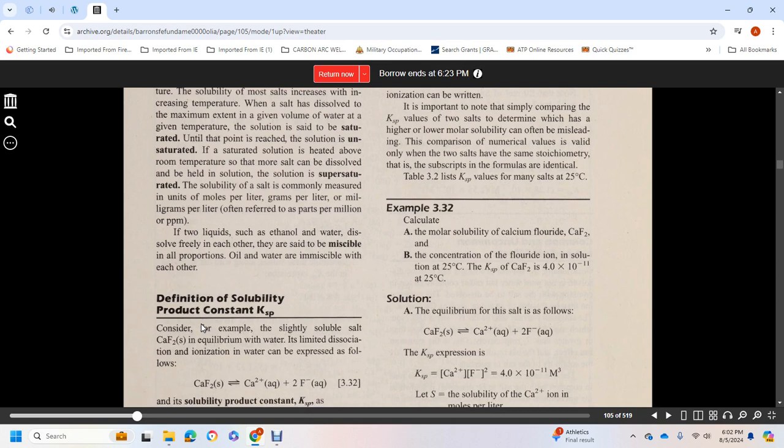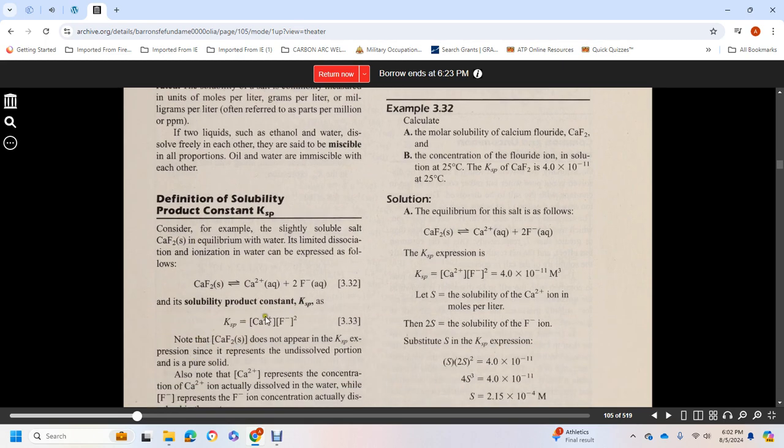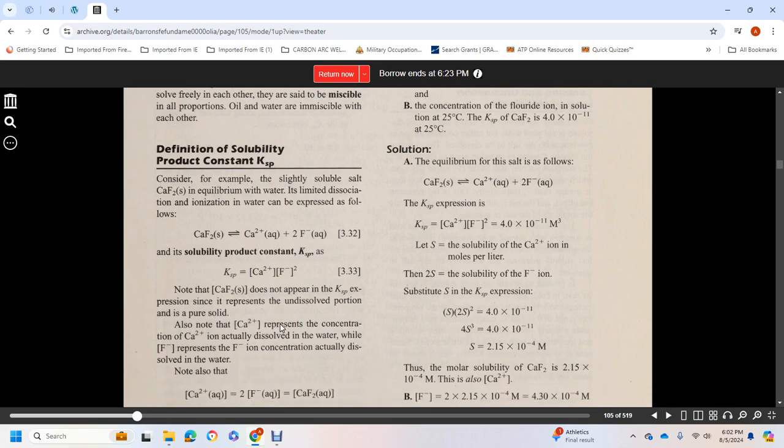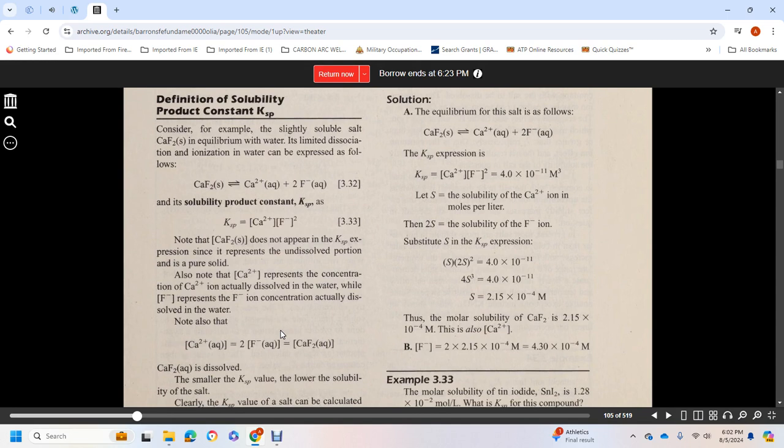Definition of the solubility product constant. For example, the slightly soluble salt calcium fluoride is in equilibrium in water with its limited dissociation, expressed as follows. The solubility product constant is Ksp equals [Ca2+][F-]^2. Note that calcium fluoride does not appear in the solubility product constant expression, since it is representative of the undissolved portion, a pure solid. Also, [Ca2+] is the concentration of the calcium 2+ ion actually dissolved in water, while [F-] represents the fluoride ion concentration actually dissolved in water.